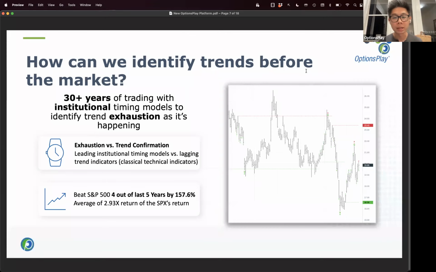So that's just a quick example of a specific trade idea, and he was able to beat the S&P 500 4 out of the last 5 years by 157% using this exact type of strategy, which is almost 3 times the average return of the S&P 500 over that time period. So these are the types of changes that we have made to our research team and our idea generation that provides better ideas, better performing ideas, and ideas that have lower risk for our traders.